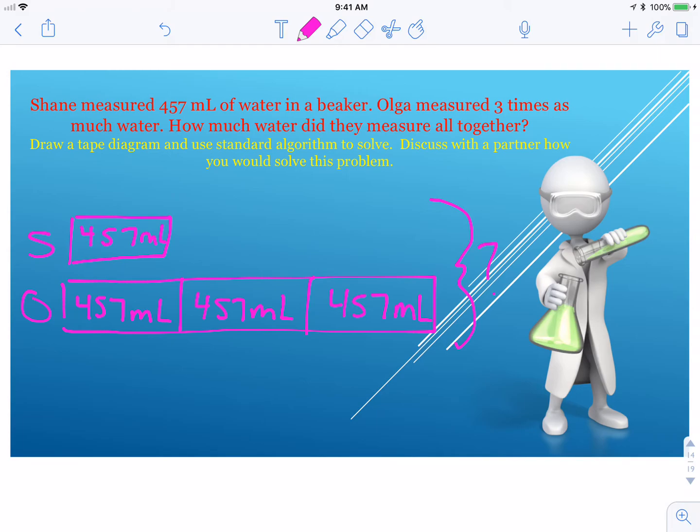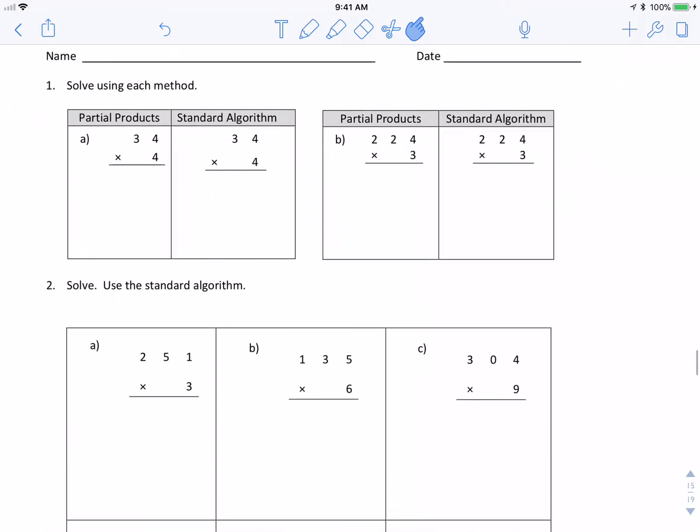Now, how would you do this? How many times do we have the number 457? We have it 4 times. So you do 457 times what? What would you multiply it by? And what would your answer be? Okay, solve using each method. Let me do a couple with you and then I'll let you go on your own.